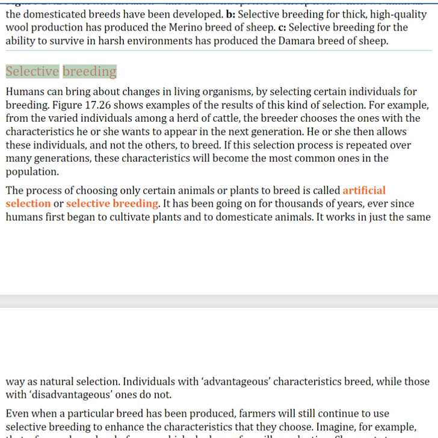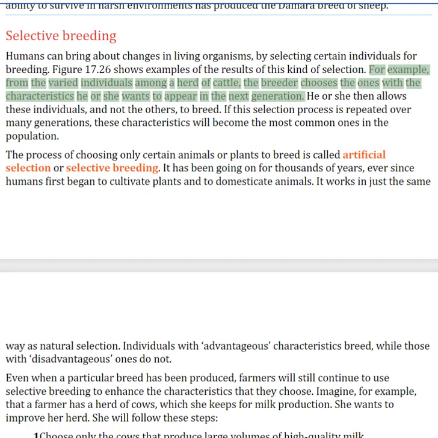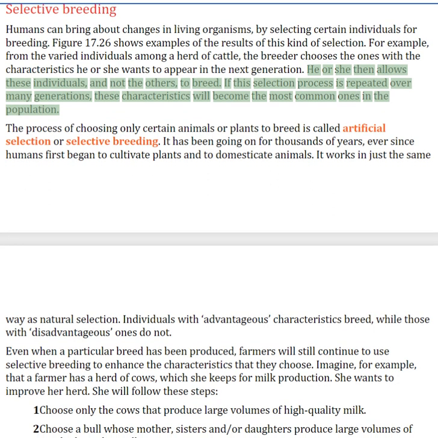Selective breeding. Humans can bring about changes in living organisms by selecting certain individuals for breeding. Figure 17.26 shows examples of the results of this kind of selection. For example, from the varied individuals among a herd of cattle, the breeder chooses the ones with the characteristics he or she wants to appear in the next generation. He or she then allows these individuals, and not the others, to breed. If this selection process is repeated over many generations, these characteristics will become the most common ones in the population.